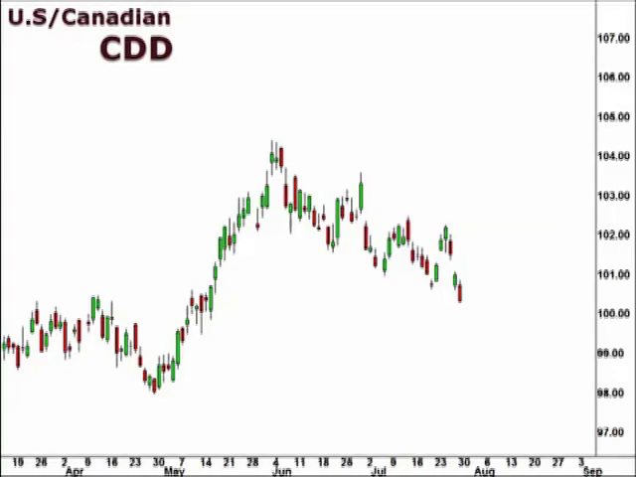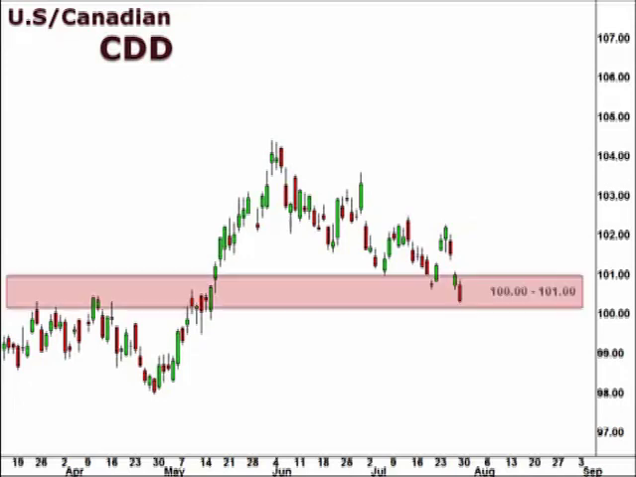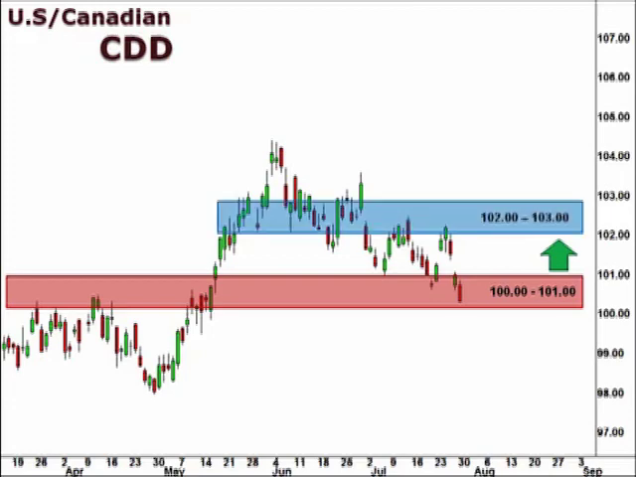Let's take a look at the CDD, the U.S. versus the Canadian dollar. Well, as we can see here, the CDD lost considerable ground last week, now testing deeper into the 100-101 support level. We suspect a bounce this week that is likely to find resistance at the 102-103 focal zone.